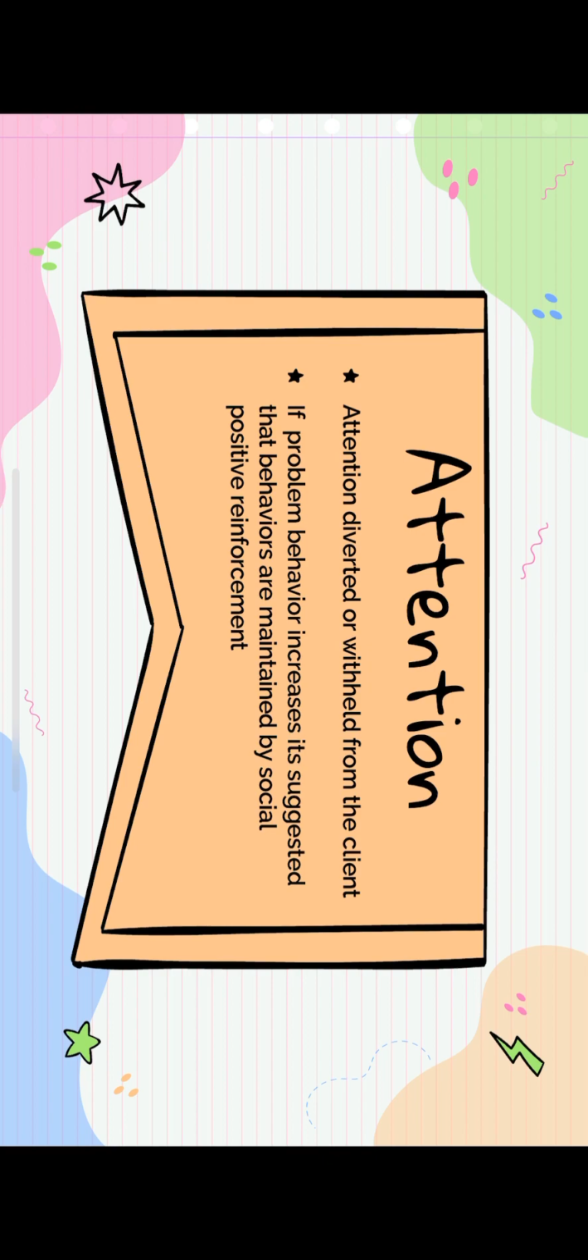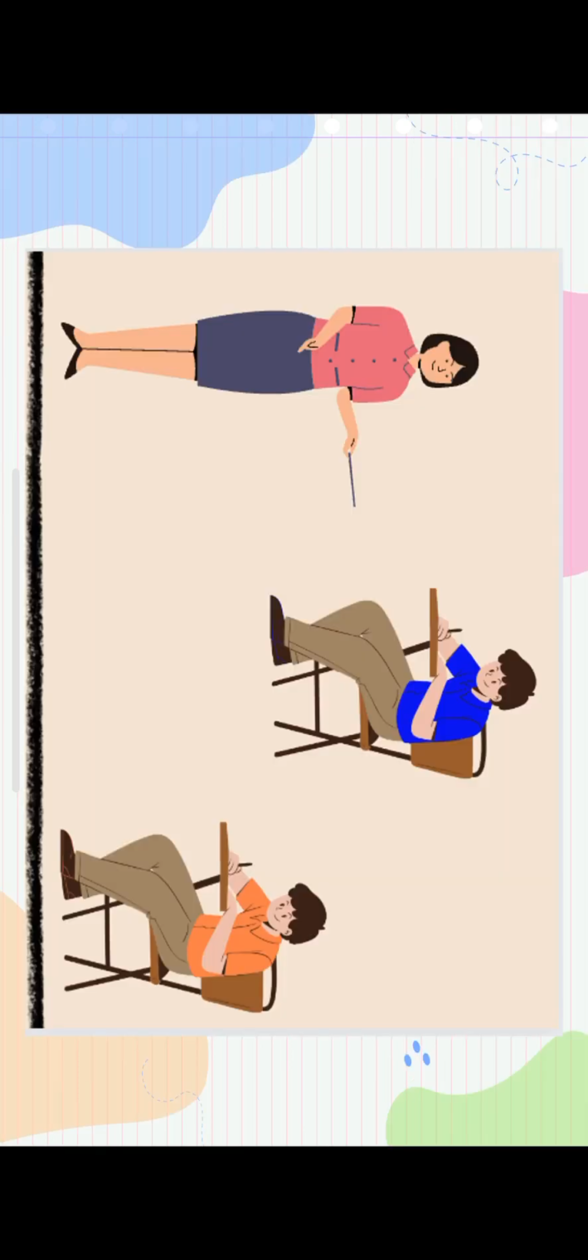Now we'll go into attention. During the attention condition, we want to divert attention or withhold attention from the client. If a problem behavior increases, it is suggested that behaviors are maintained by social positive reinforcement. Here is an example of attention.